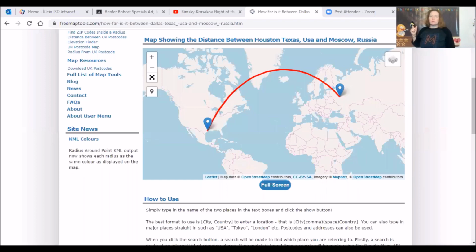This piece of music was written by a guy named Rimsky-Korsakov. Rimsky-Korsakov is from Russia, or he was from Russia. Here's Houston, Texas. Way over here is Russia. Now, this piece of music was actually written for an opera. You see, a lot of operas and ballets too are based on fairy tales.